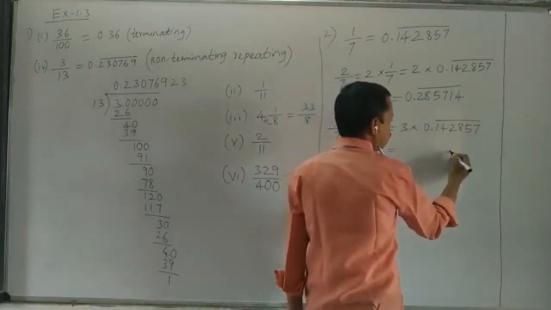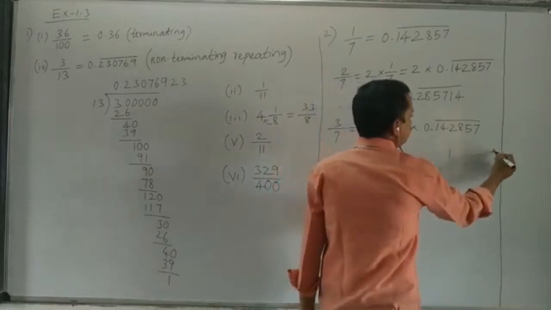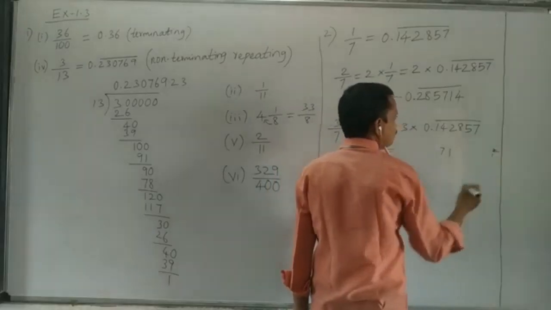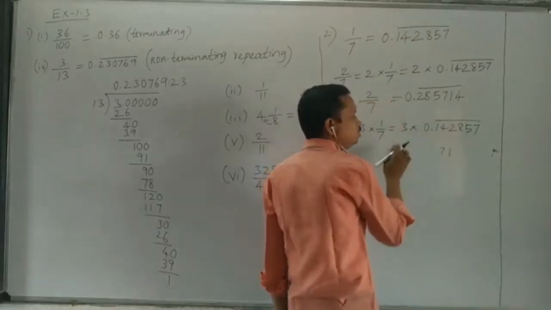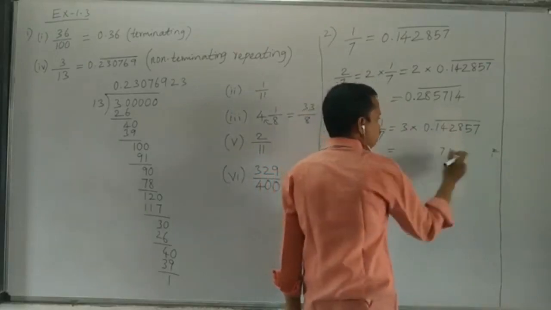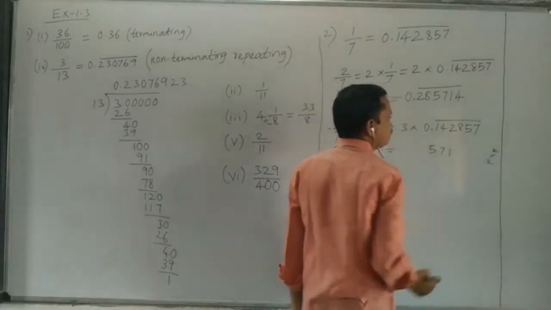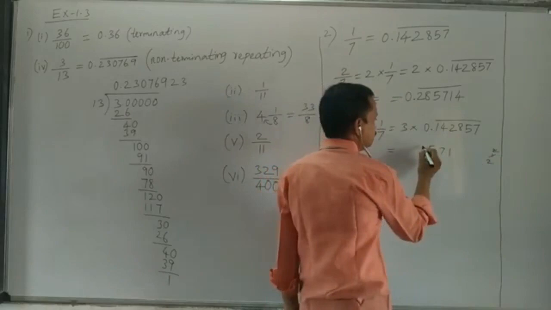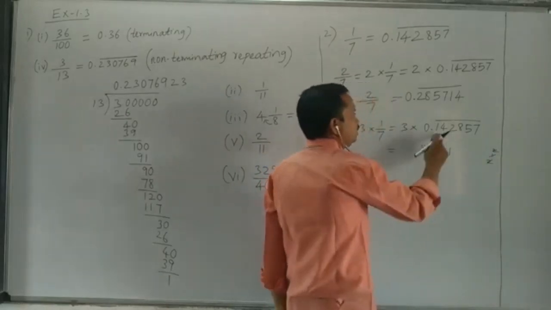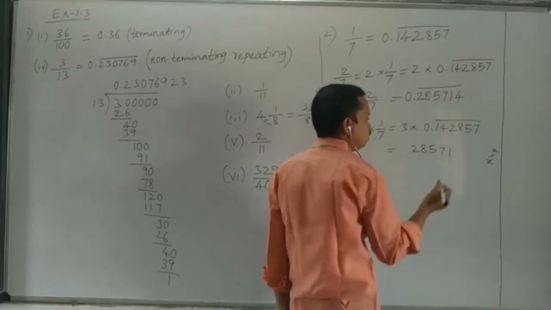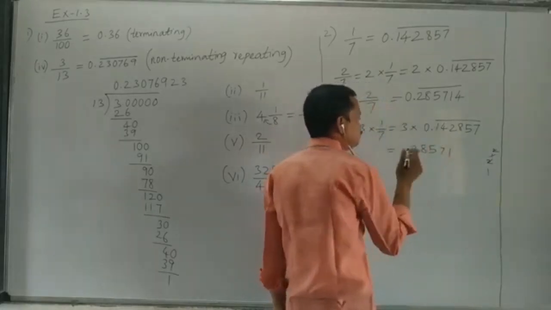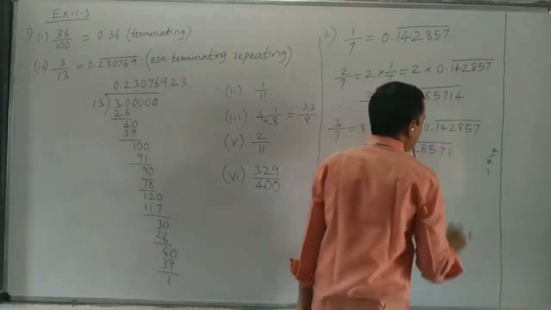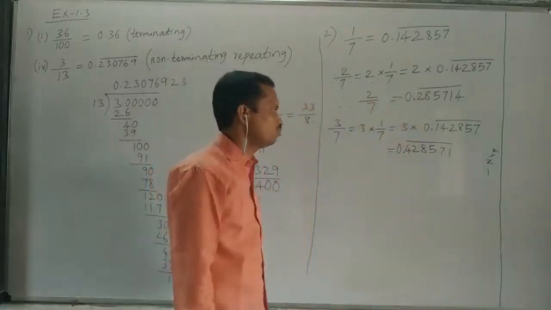7 3s are 21, 1, carry 2. Then 5 into 3, 15, 15 plus 2, 17, 7, carry 1. Then 8 into 3, 24, 24 plus 1, 25, 5, carry 2. Then 2 into 3, 6, 6 plus 2, 8, 8, that's it. And 4 into 3, 12, 2, carry 1. And then 1 into 3, 3 plus 1, 4. And then point, 0 into 3 is 0. And these are the repeating digits: 4, 2, 8, 5, 7, 1.